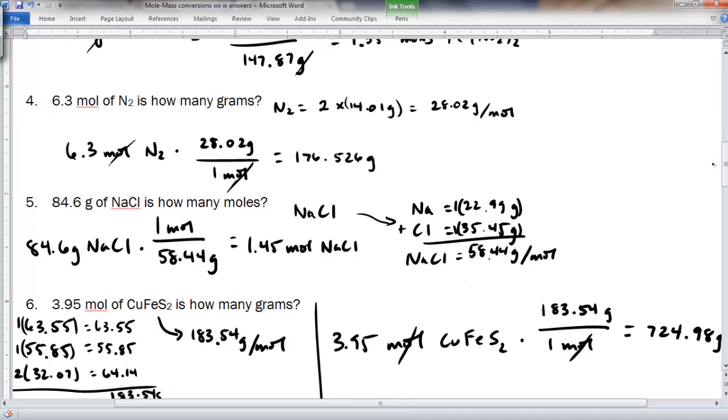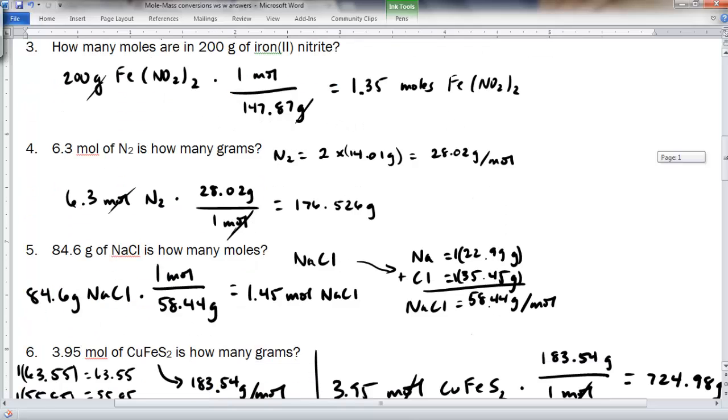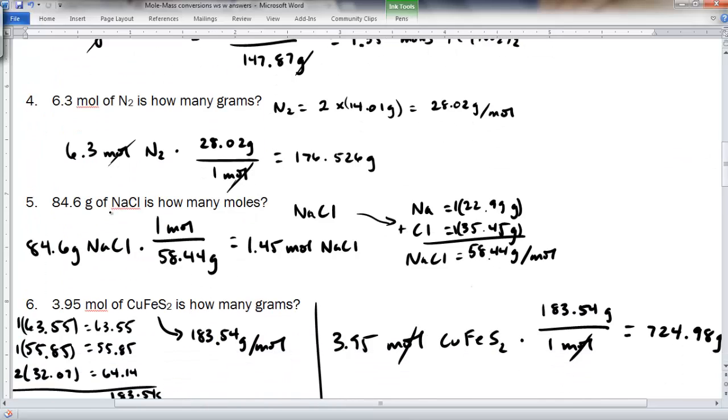The next problem is similar to problem 3 because we're starting with grams rather than moles. But of course this is a new substance. This is sodium chloride, a sodium ion and a chloride ion. You add up the molar masses of the elements in that compound, and the molar mass of sodium chloride is 58.44 grams per mole. I'm going to need that in my conversion here. I'm converting away from grams and going to moles, so I multiply the mass I've been given, 84.6 grams, by 1 mole over 58.44 grams, and that gives us 1.45 moles of NaCl.